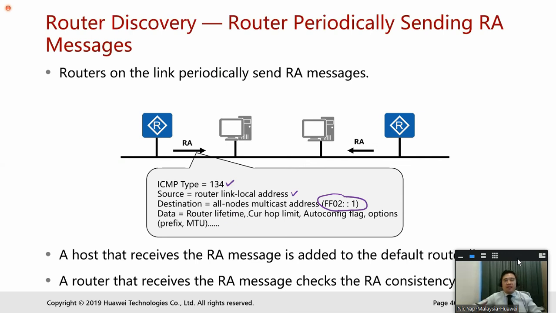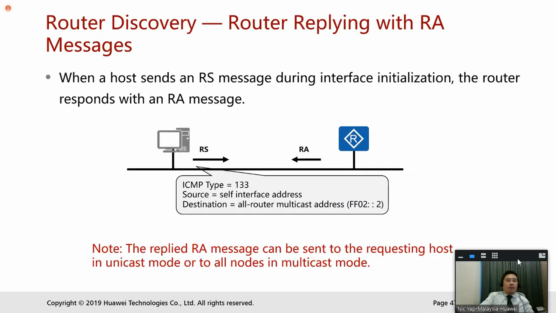This is what the routers normally send to the hosts in the link layer environment. A host that receives the RA message adds the router to its default router list. A router that receives an RA message checks the RA consistency, to see which one is the correct router. Let's say you have two routers in this environment. I need to discover who my neighbors are.